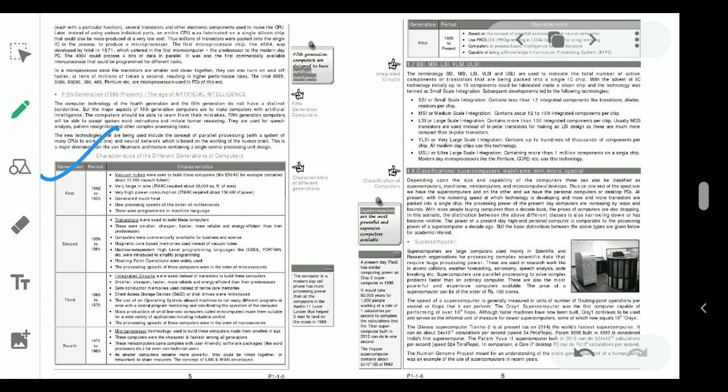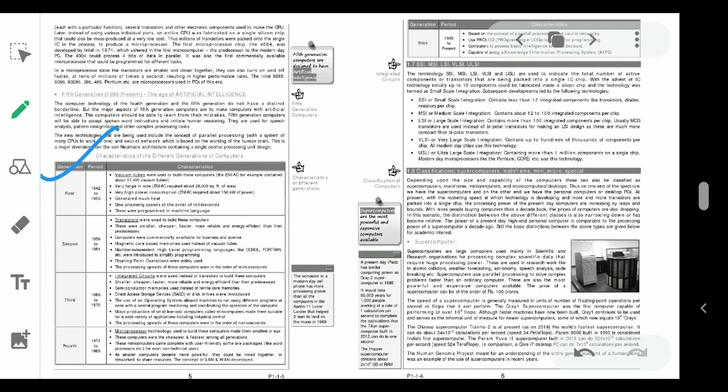ULSI, VLSI, MSI or SSI is used to indicate the total number of active components or transistors packed into a single IC chip. SSI stands for small scale integration, which combines fewer than 12 integrated components like transistors or diodes. Next, MSI is medium scale integration. Write down the full forms of these short forms. Next is LSI, large scale integration, with more than 100 integrated components per chip.